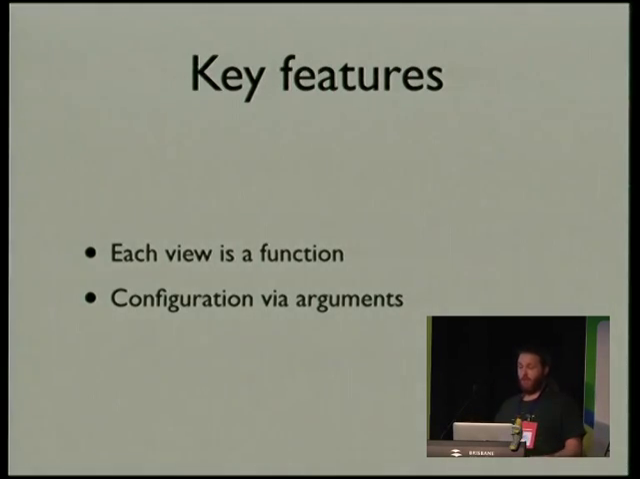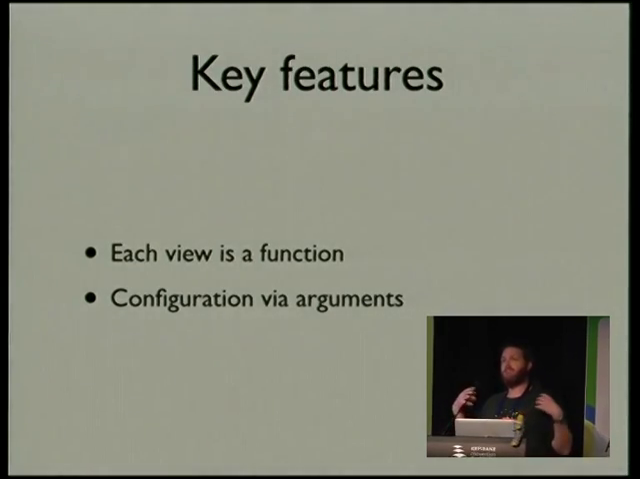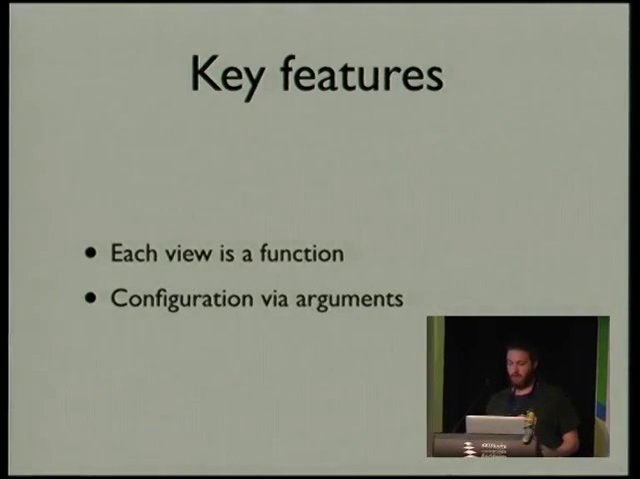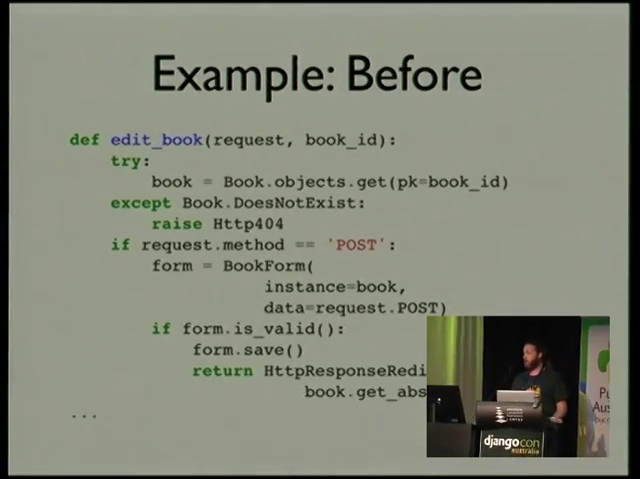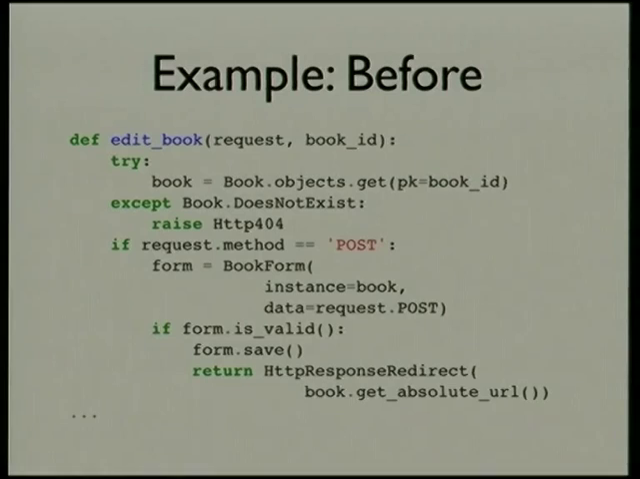The thing that is common here, though, is that every view is a function. And in the generic view context, those views can then be configured using arguments. So let's take a common example. Here is a generic view being written longhand in Django. So we've got an edit book view. We want to edit some record about a book. We get a book ID as part of our view's arguments. We're going to edit the book with ID book_id.